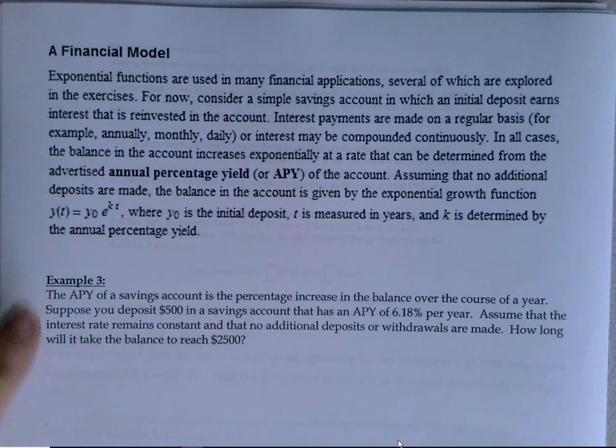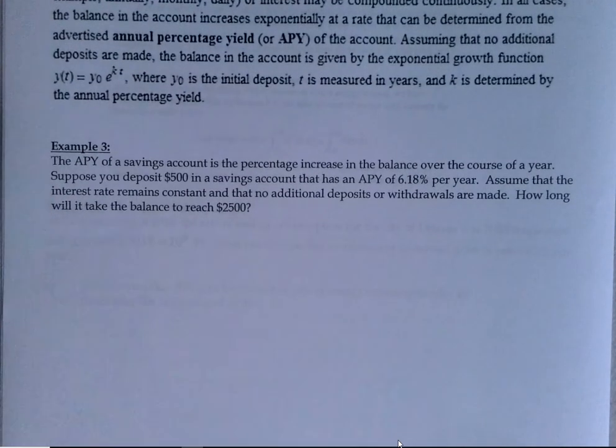So here we go. In our first problem, the APY, or annual percentage yield of a savings account, is defined as the percentage increase in the balance over the course of 1 year. Let's suppose you deposit $500 in a savings account that has an APY of 6.18%. Assume the interest rate remains constant. We don't make any extra additional deposits or withdrawals. My question is, how long will it take the balance to reach $2,500?